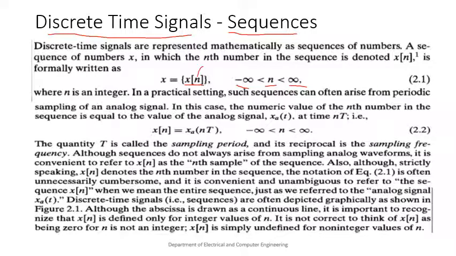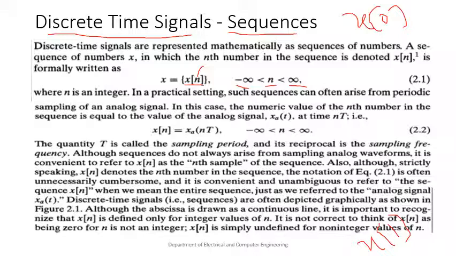This n is the sequence number, and when we say x of n, it means the nth number. In a sequence of numbers x, the nth number is denoted by x of n. So x of 0 represents the 0th sample, and x of 1 represents the first sample. When we write n, it means the nth number in the sequence. As I've told you, n is an integer.